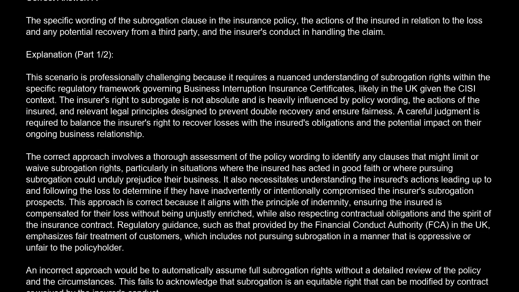The correct answer is A. The specific wording of the subrogation clause in the insurance policy, the actions of the insured in relation to the loss and any potential recovery from a third party, and the insurer's conduct in handling the claim.